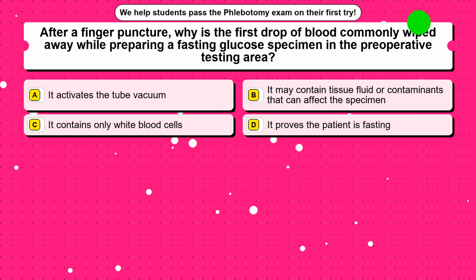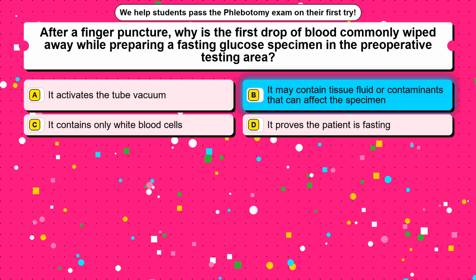Question 70. After a finger puncture, why is the first drop of blood commonly wiped away while preparing a fasting glucose specimen in the preoperative testing area? Option A. It activates the tube vacuum. Option B. It may contain tissue fluid or contaminants that can affect the specimen. Option C. It contains only white blood cells. Option D. It proves the patient is fasting.